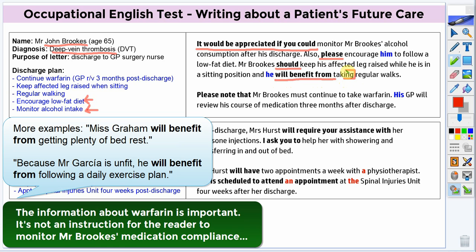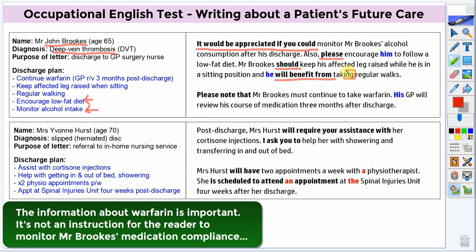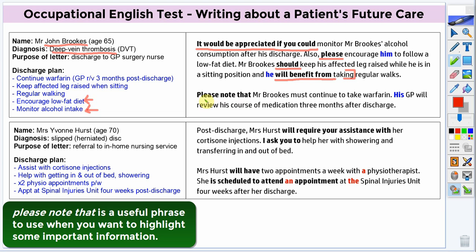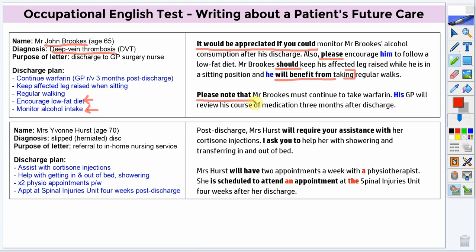The information about warfarin is important. It's not an instruction for the reader to monitor Mr. Brooks' medication compliance, but it's something that the reader must know. Please note that is a useful phrase to use when you want to highlight some important information.